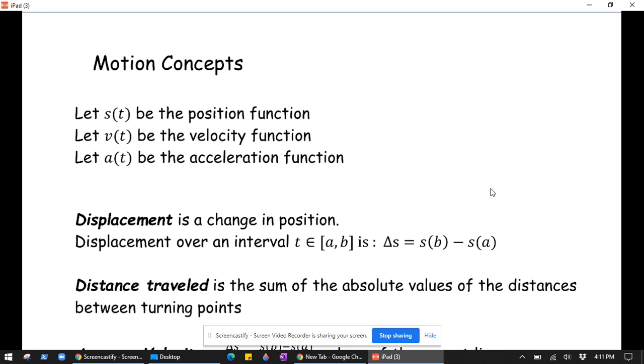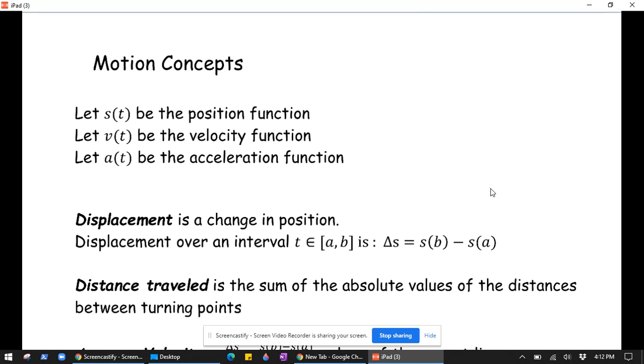All right, in this video, we take a look at some concepts involving motion, and we look at it through a calculus lens. So just a couple of terms we want to get straight before we do a problem. First, S of t is typically the notation for a position function, v of t the velocity function, and a of t the acceleration function.